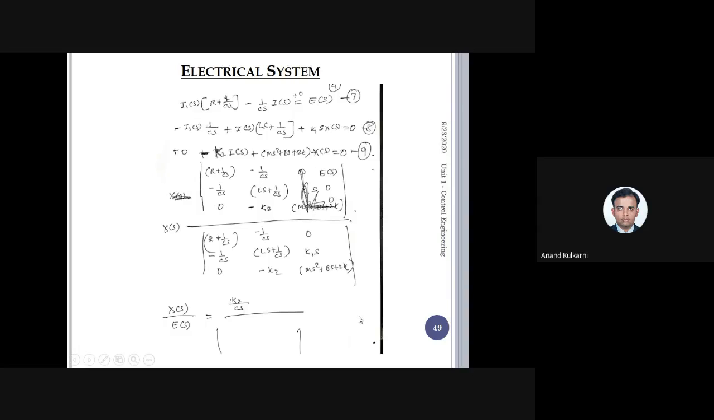So this is the equation, the third equation here, or the sixth equation. I have rewritten those equations once again.